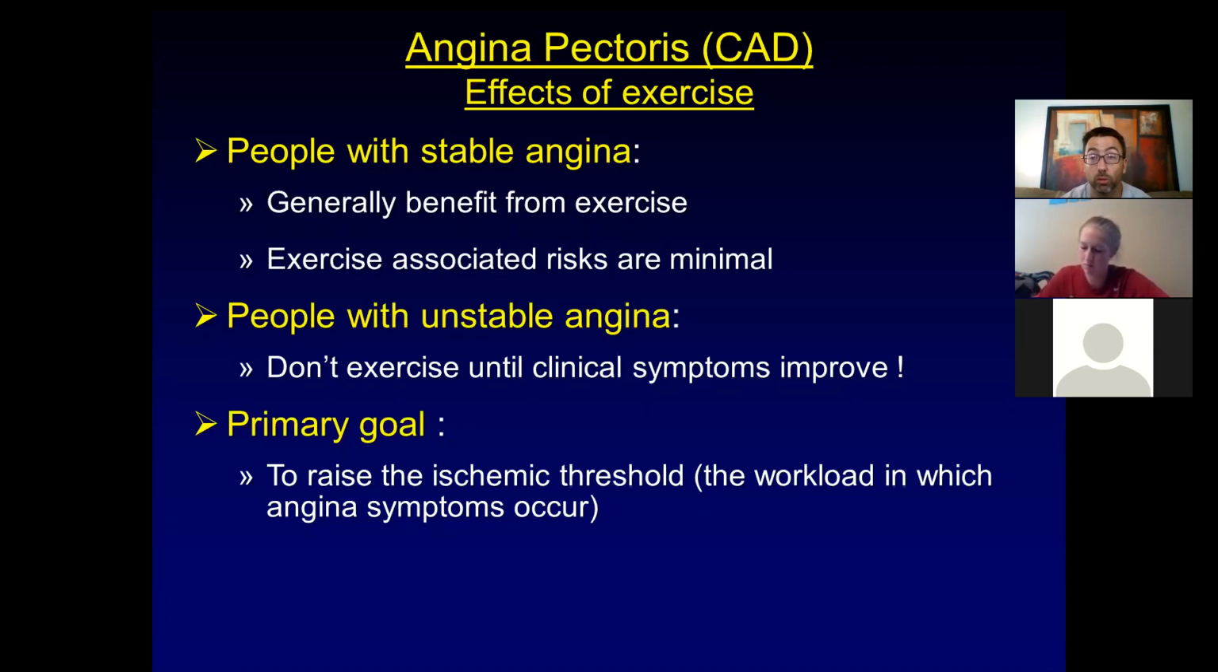The primary goal of exercising people that have all of this is to raise what we call the ischemic threshold. We want to raise the workload at which people's angina is going to occur. So by having them exercise, we can get cardiac hypertrophy. As I said, we can get an increase in the diameter size of our coronary arteries. We can actually get sprouting of new coronary arteries, all of which are going to function to allow more blood flow to get to the heart.